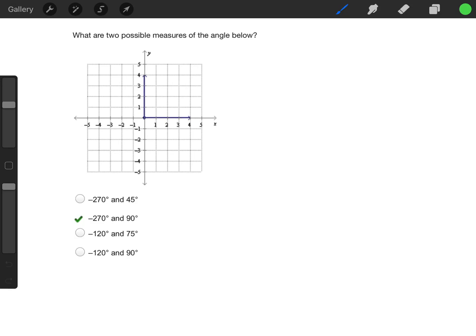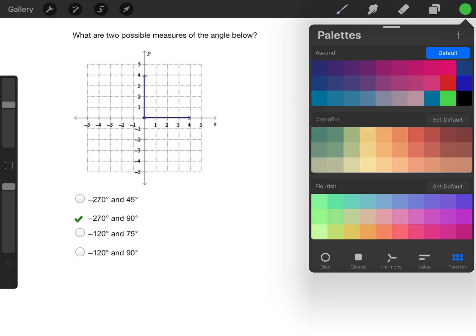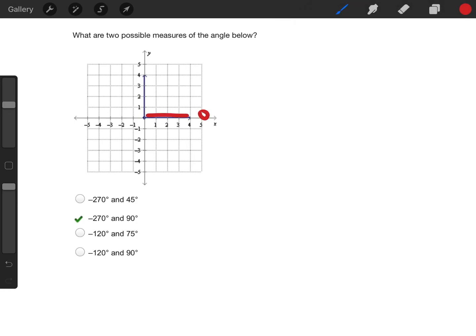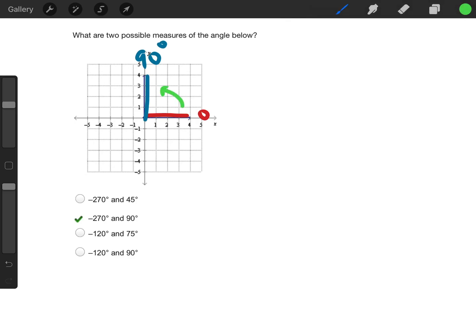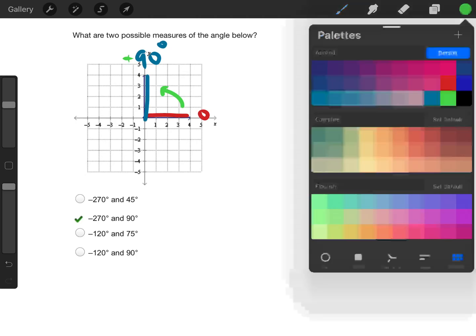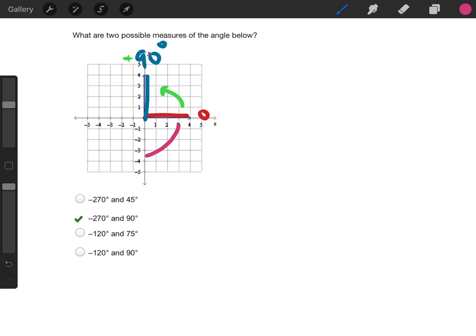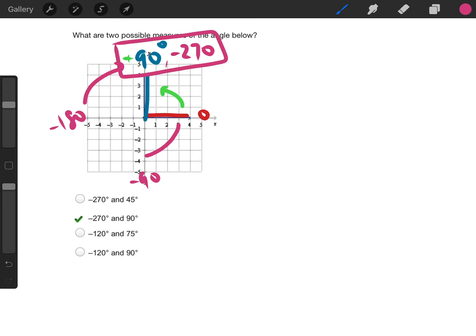All right, so what are the two possible measures of the angle below? Understand that this is the 0, the starting position. This blue line that I'm writing is where the angle stops. In standard position, this is 90 degrees. This is only counting if you're going counterclockwise, so that's going to be positive. What happens if I go clockwise? This is going to be negative 90, negative 180. This positive 90 can also be negative 270. So you have two different ways to express it. It could be positive 90 or negative 270.